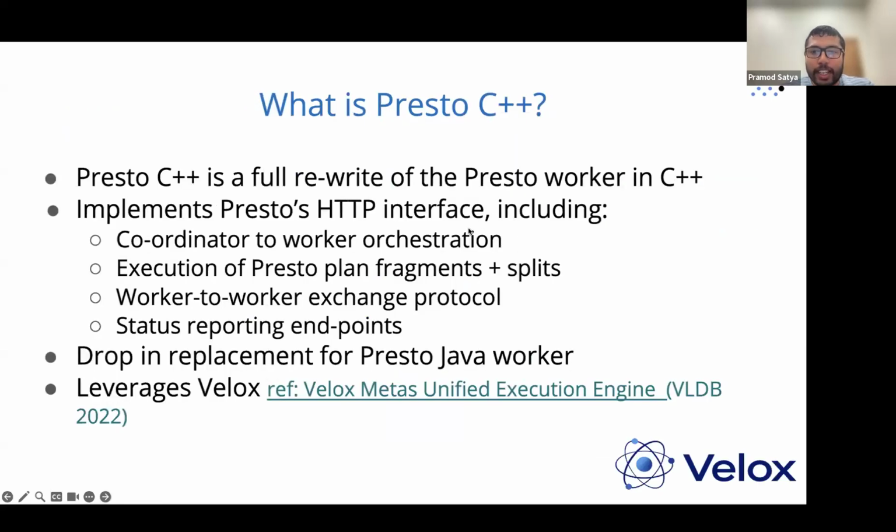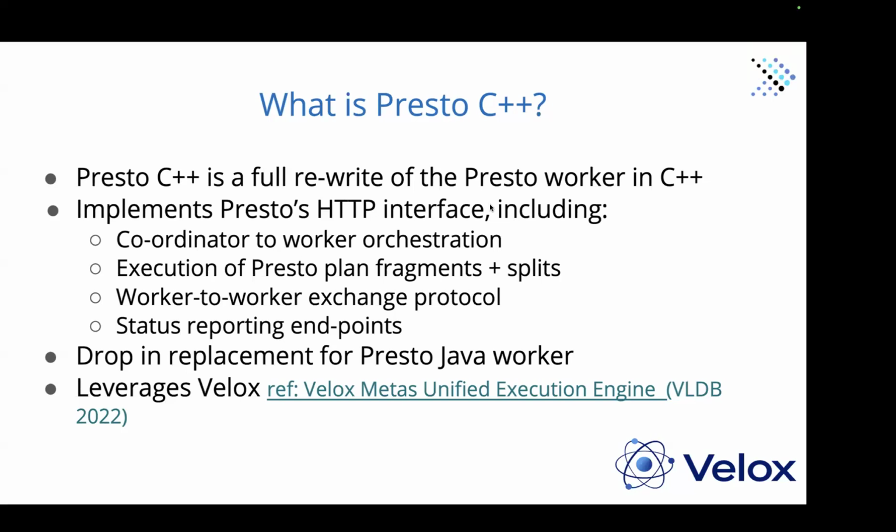It started as a full rewrite of the Presto worker in C++. It implements Presto's HTTP interface. In Presto C++, we implement Presto's HTTP REST interface and the coordinator to worker orchestration and the status reporting endpoints and the exchange protocol and so on in C++. The Presto C++ worker can be used as a drop-in replacement for the Presto Java worker. And Presto C++ is built on top of Velox, which we'll take a look at in a while.